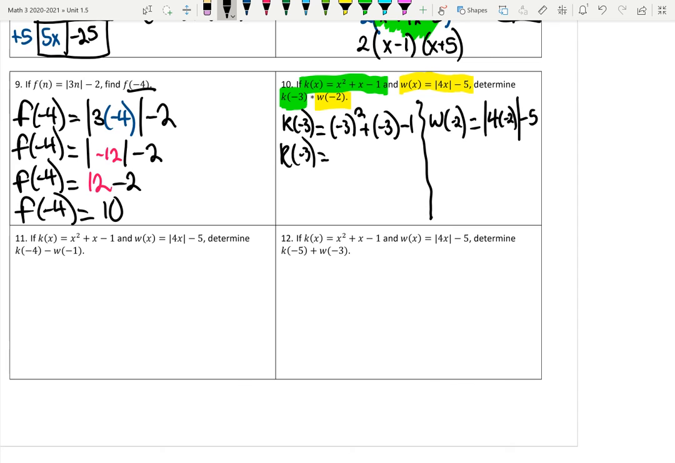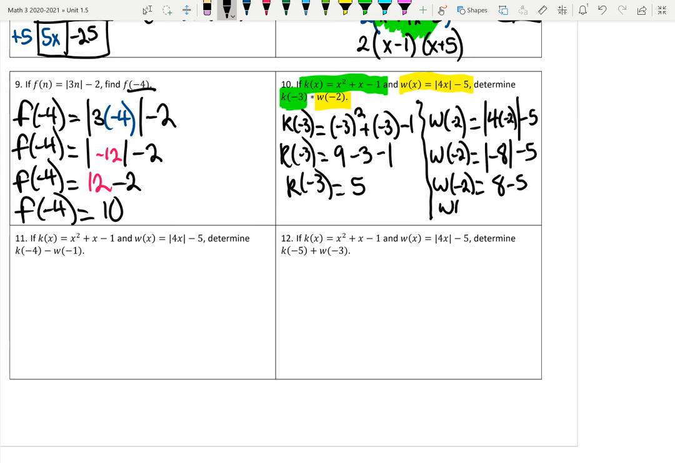Evaluating this out, this turns into 9. Simplifying plus negative 3 is negative 3 minus 1. Kind of doing both of them at the same time, revealing a negative 8 minus 5. K of negative 3 is going to be 5. W of negative 2 is going to be the absolute value of negative 8, which is just 8 minus 5, which is going to be 3. So the final thing I need to do is multiply these two values. 5 times 3 is going to be 15.